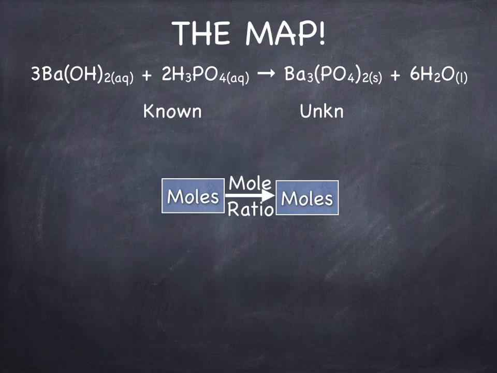All right, let's talk about the stoichiometry map, because this is really the central feature of everything we're going to be doing here, and you really, really need to get this imprinted in your brain. You need to be able to recreate it from memory. And so we're going to look at the map.